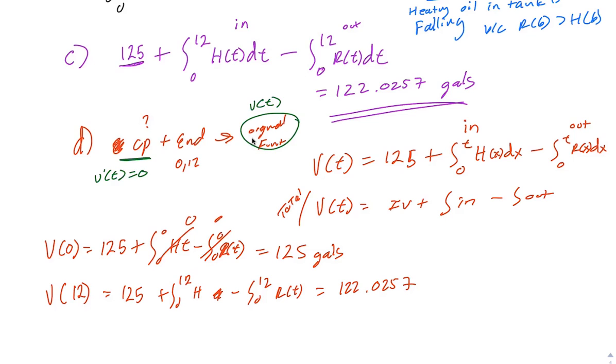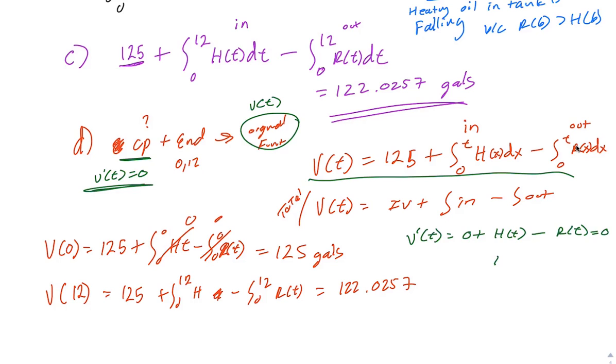So first we've got to find the derivative of this guy. V prime of t. Take the derivative like we know how to. Derivative of 125 is 0. Plus, the derivative and integral cancel each other out, and I just get h of t in this case, minus, the derivative and integral cancel out, and I just get r of t. And I want to set this equal to 0, because we're going to take our derivative and set it equal to 0. So essentially, we just have this.